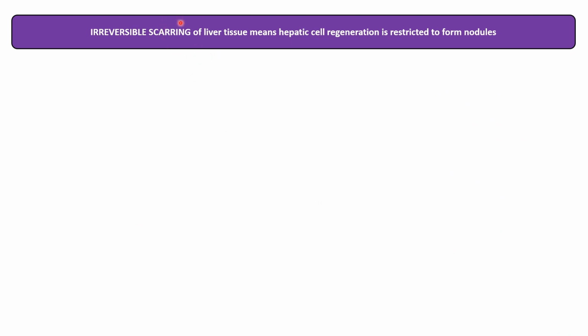Okay, so let's talk about the complications of cirrhosis. So here's a reminder of the definition here. So we know it's irreversible scarring of liver tissue. Means that hepatic cell regeneration is restricted to form nodules. Remember that micronodular pattern in alcoholics in particular. And here it's going to be essentially a schematic of the complications which can occur.